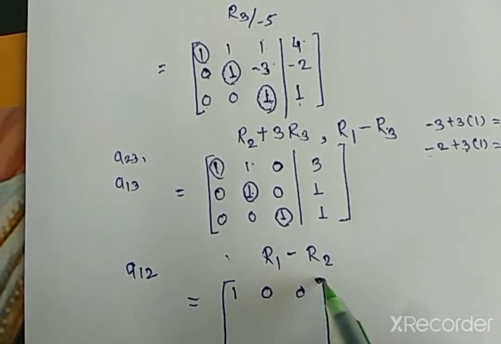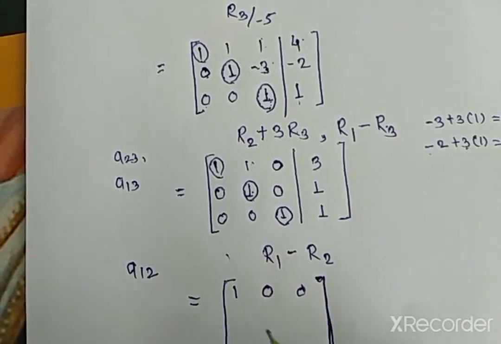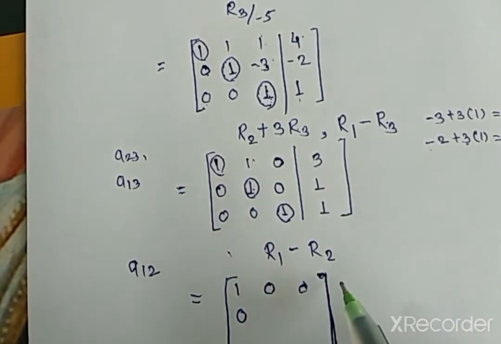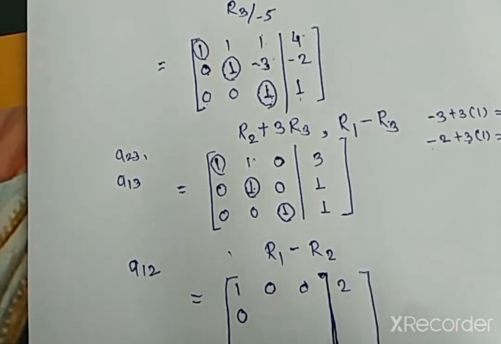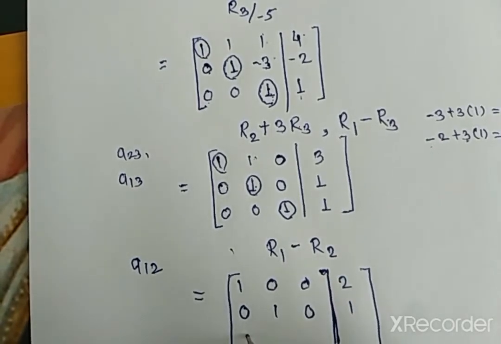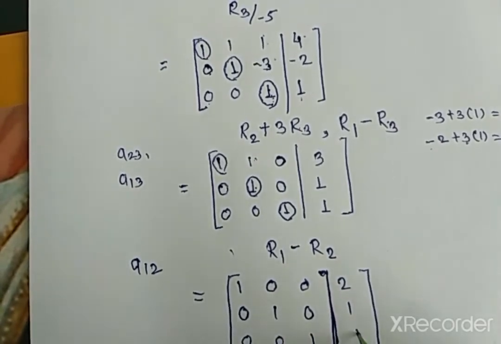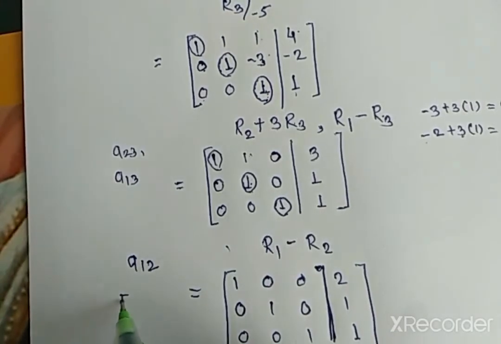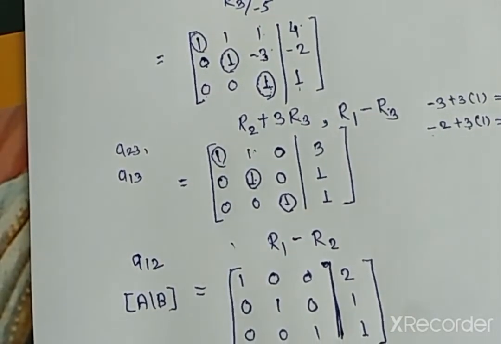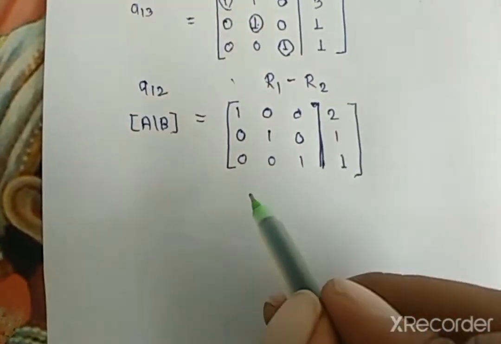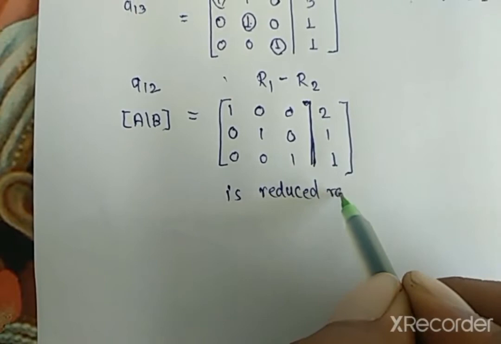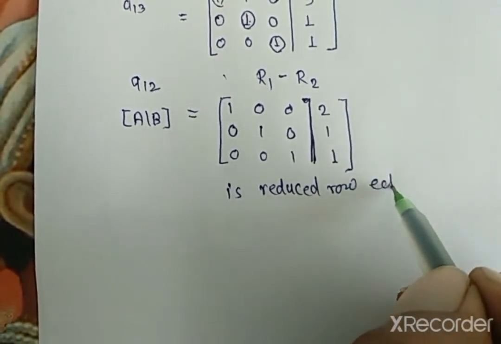Sorry, it is a straight line. Second row 0, and here 3 minus 1 is 2. Next, the second row as it is, 0 1 0 1, and the last row 0 0 1 1. Okay, which is our augmented matrix, which is in reduced row echelon form.